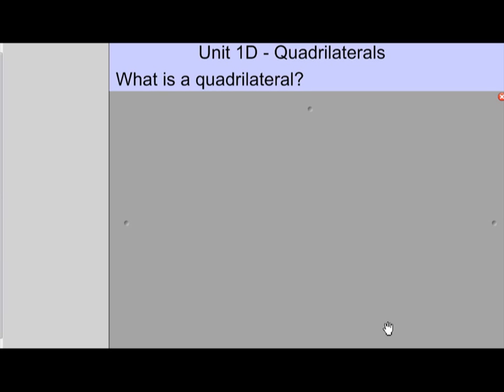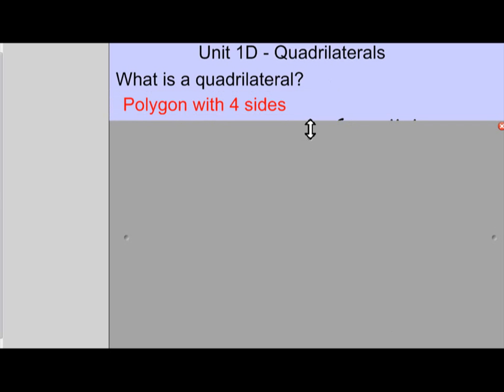Hello everyone, this is Mr. Appel, and today we're going to start our new unit on quadrilaterals. So the first question should be one you already know the answer to. What is a quadrilateral? Well, quad means four, so a quadrilateral is just a four-sided figure, a polygon with four sides.